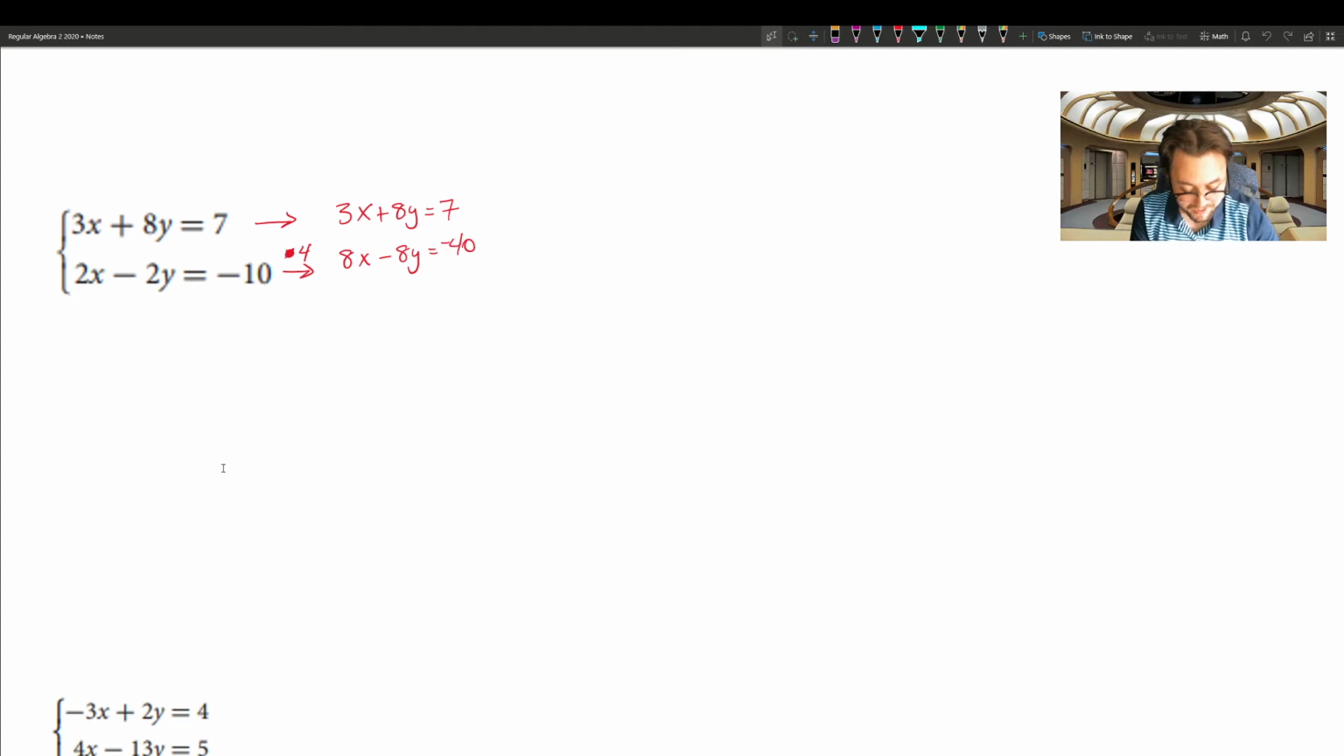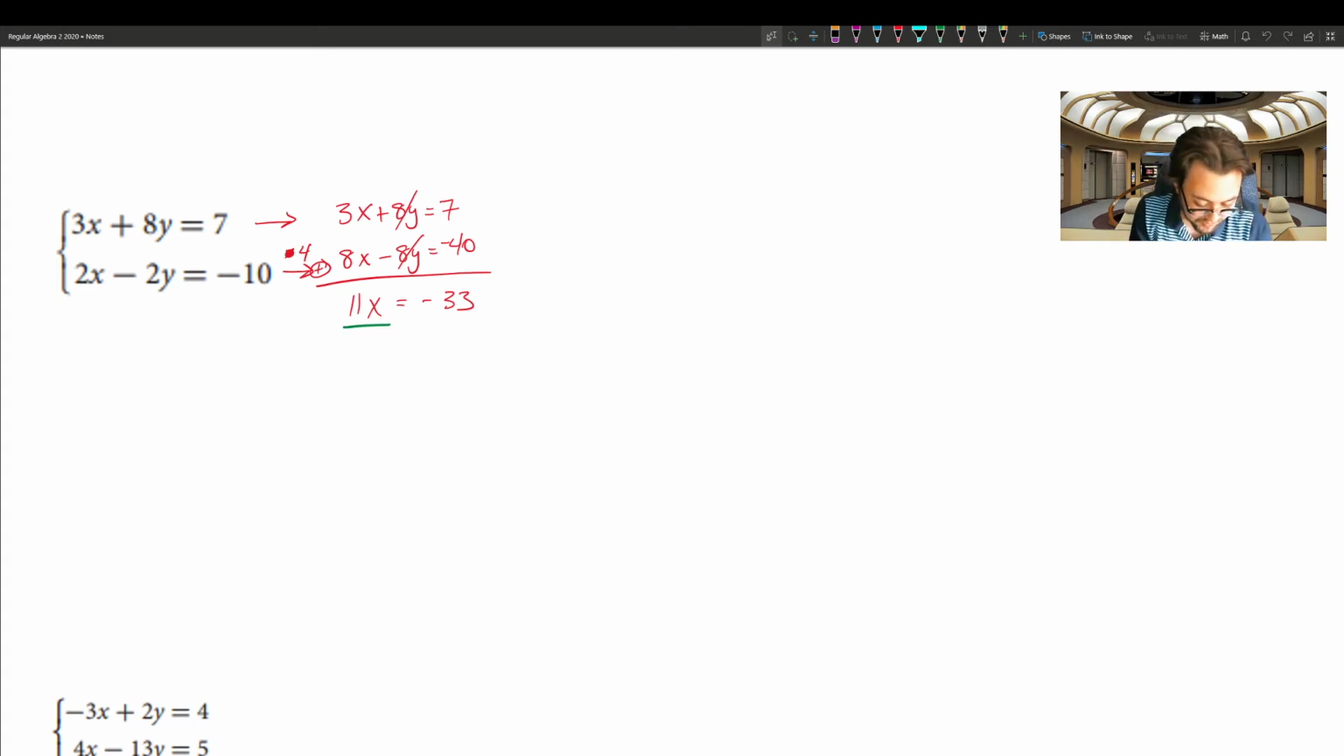From here, I'm just going to add, and I mean add down. When I do that, I'm going to put a plus here and circle it, just so that I know it's not a sign or anything. It's a reminder that that's my operator. So that's 11x. The plus 8y and the minus 8y cancel out. And over here, 7 plus -40 will give me -33. As you can see, now this really isn't too bad.